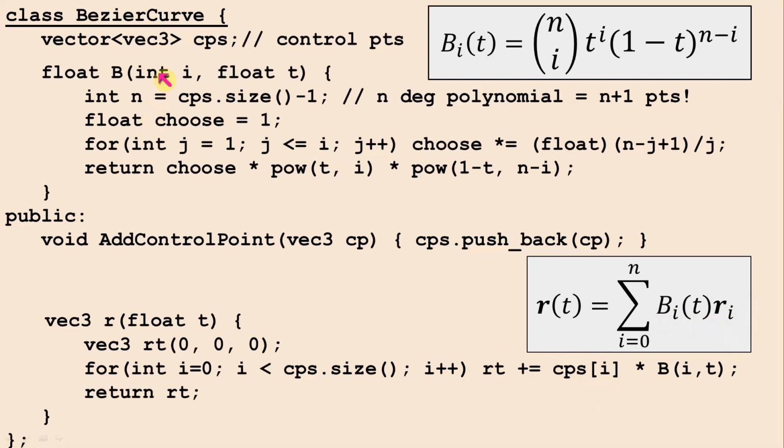This Bi of t is here. We know the formula, n choose I multiplied by the ith power of t multiplied by the n minus ith power of 1 minus t. So in this for cycle we compute n choose I, which is multiplied by the ith power of t and by the n minus ith power of 1 minus t.